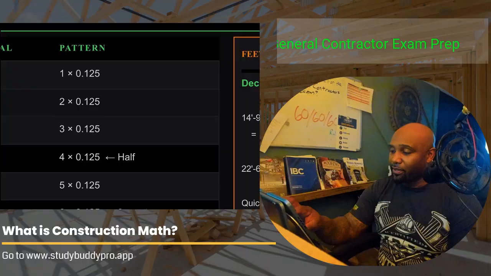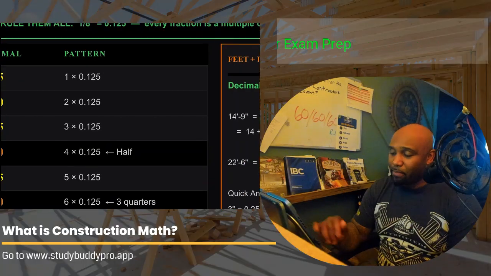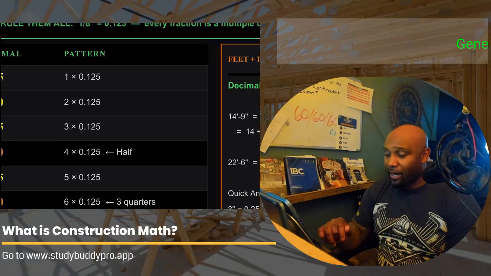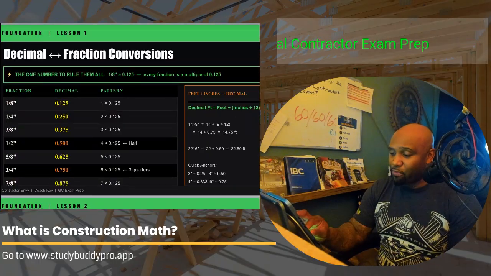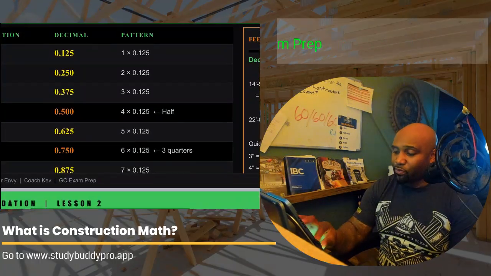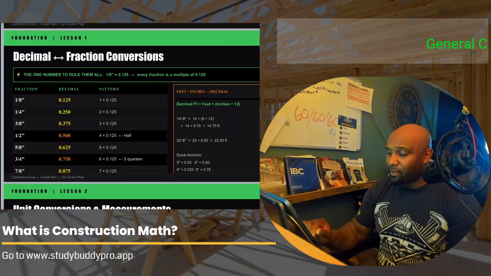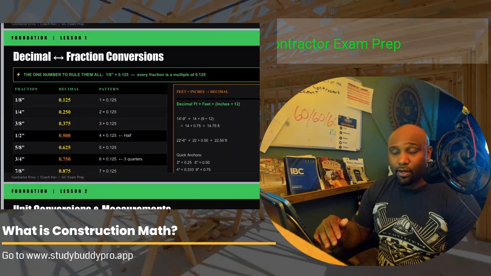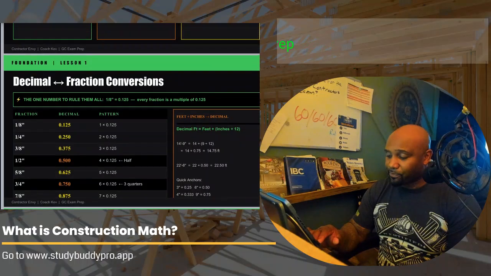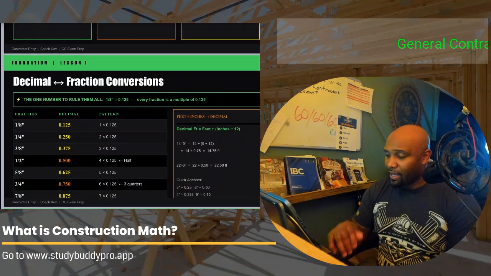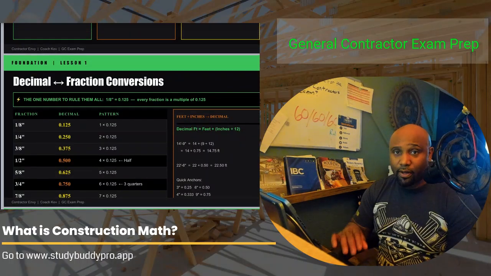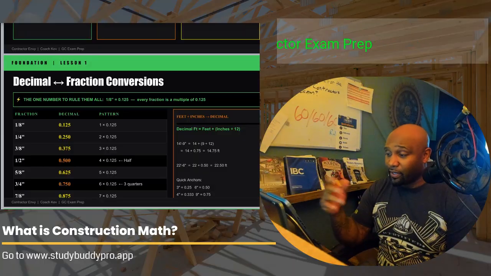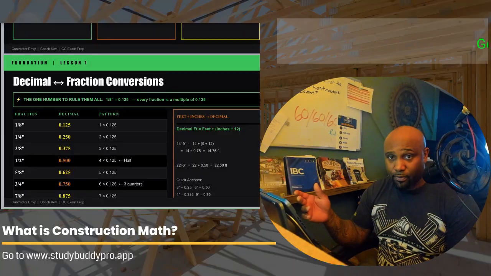But look at the pattern here. Everything is going up by 125 thousandths. So even at the half point, we're getting 50. At 3/4, we're getting 0.75 and so forth. So this is an easy way to remember decimals of an inch.